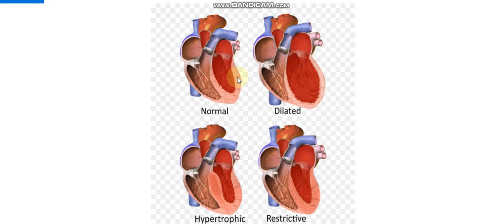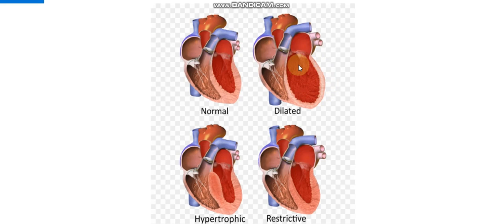Now first of all we have to see the normal heart. We have to see the normal ventricular chambers. Now first thing is the dilated cardiomyopathy. It is just like a balloon. Balloon means it is dilated enough. Okay, so there is so much room for the blood to come in.